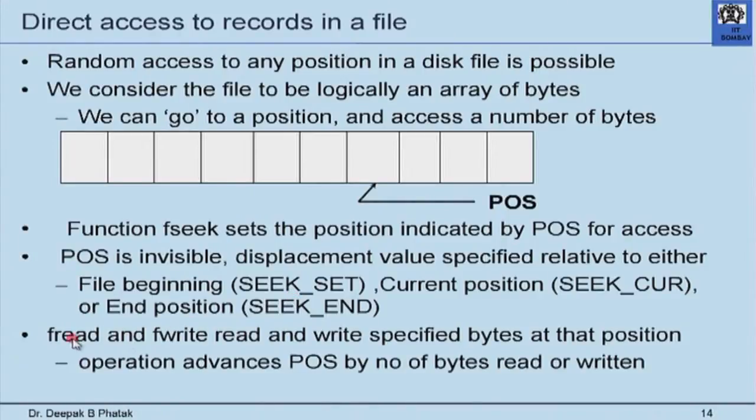The functions fread and fwrite read and write specified bytes at that position. So the position has to be set independently using fseek. Once the position is set, whenever I say fread, the bytes will be read from that position, and whenever I say fwrite, the bytes will be written at that position. After reading or writing so many bytes as prescribed, the internal position is automatically advanced by the number of bytes which I have read or which I have written.